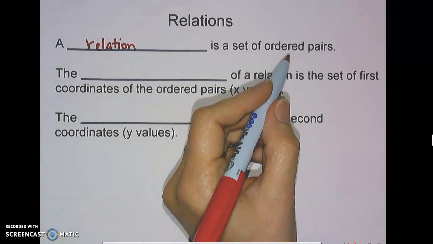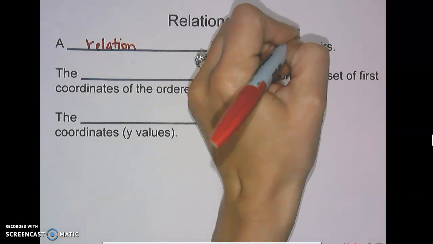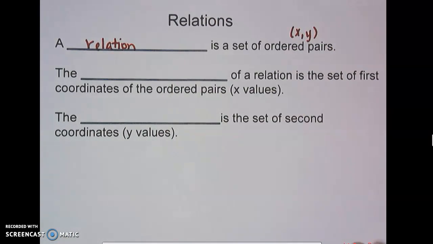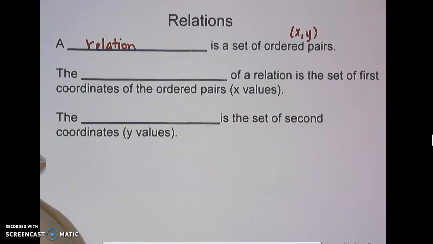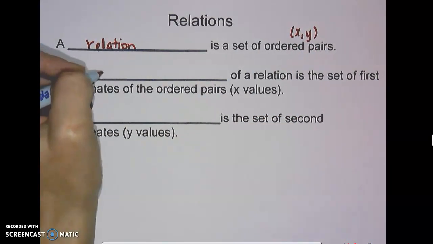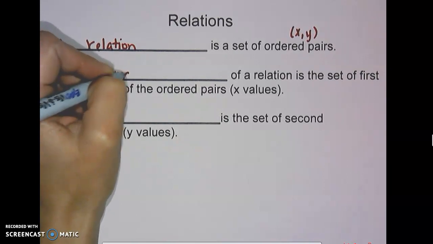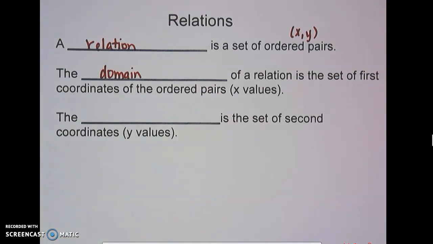Ordered pairs, what does that mean again? So x, y, all right? The domain of a relation is the set of first coordinates. So if you're looking at the ordered pair, the x coordinates, the first number that you see, is going to be the domain of whatever the relation is.